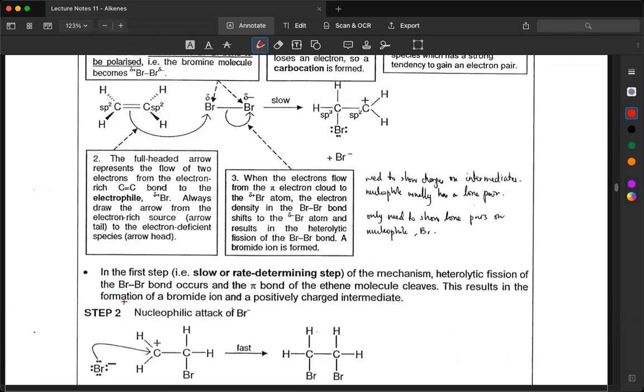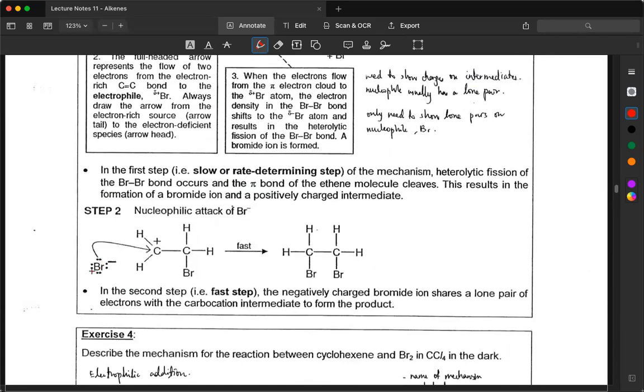So remember the Br, remember you need to indicate the lone pair of electrons. So this is actually a nucleophile. Okay, nucleophile is thirsty for nucleus, positive charge. So the negative charge bromide ion being a nucleophile will start to share the lone pair of electrons with the carbocation intermediate to form the product.